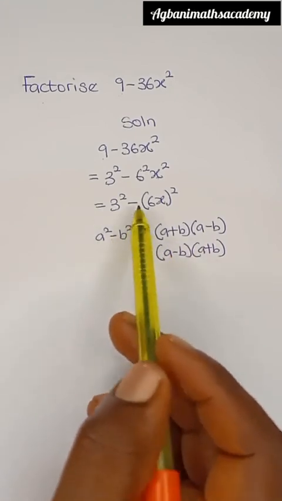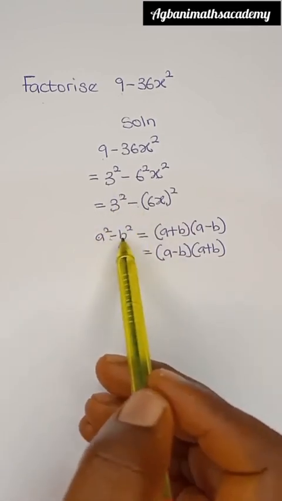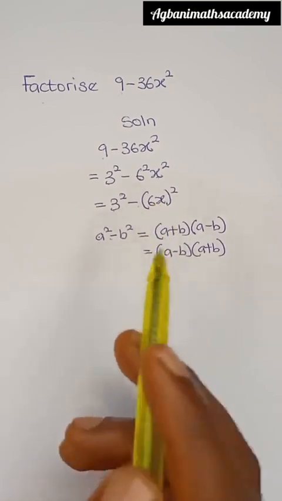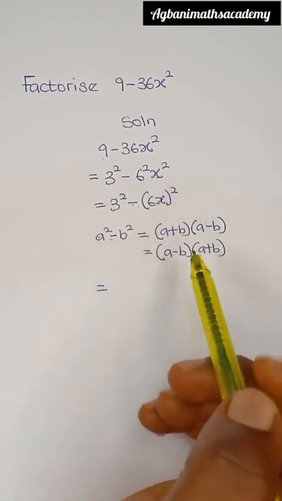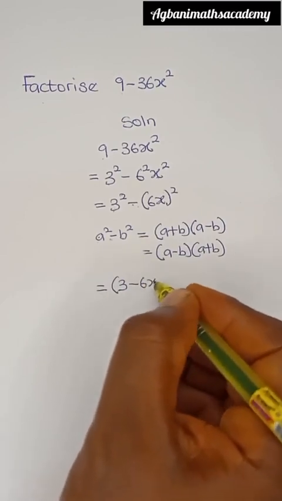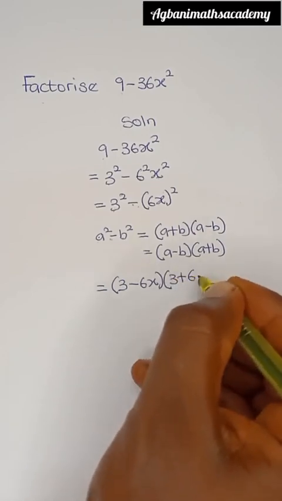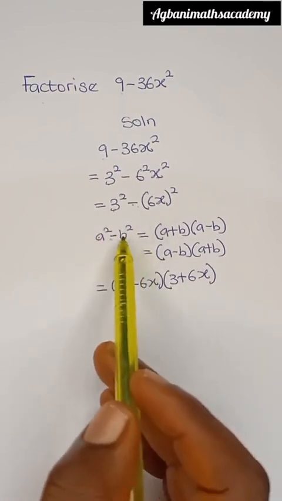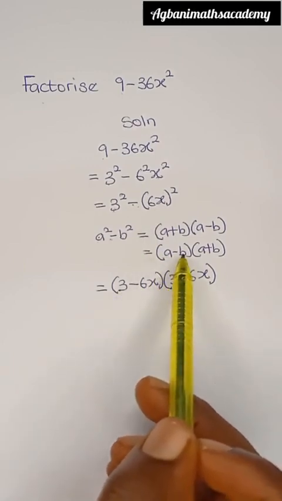So let's compare this with this. So instead of having a square here, we have 3 square. Remember, minus, minus, and instead of having b square here, we have 6x square. So we are going to apply the difference of two square in this. So let's do that. So instead of having 3 square minus 6x all square, we are going to have 3 minus 6x. We are using this into 3 plus 6x. So remember, our a here we have it as 3, our b here we have it as 6x. So here we have a, instead of a we have 3, and we have here b, instead of b we have 6x.